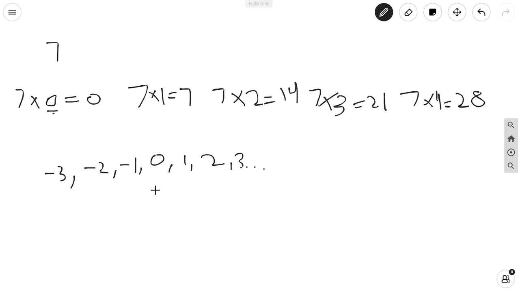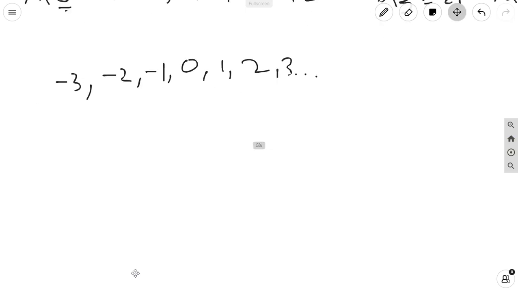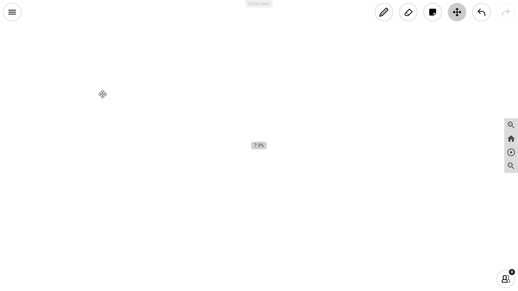Now that we got that out of the way, let's go on to the least common multiple. So what is the least common multiple? The least common multiple is the smallest of the common multiples between two or more numbers. It's the smallest number that two or more numbers can go into with no remainders.